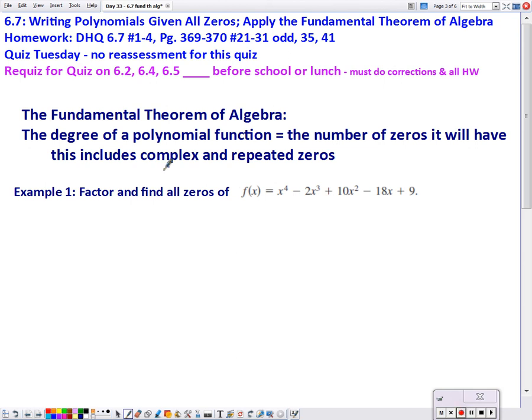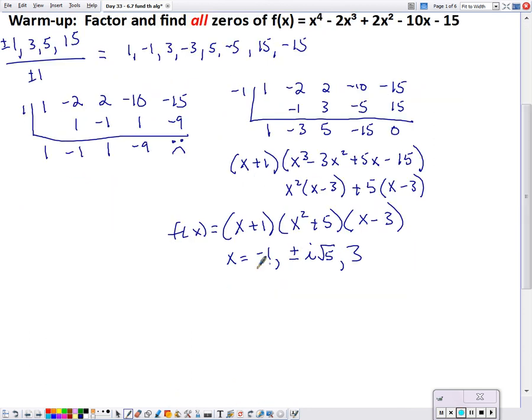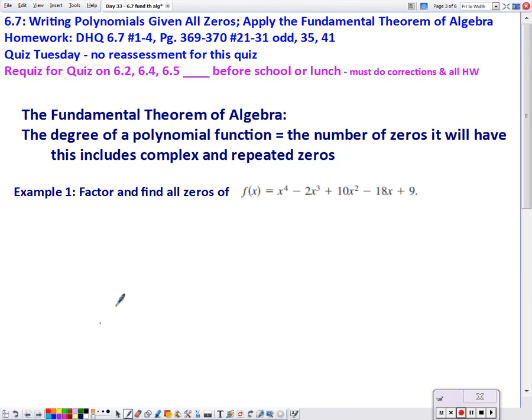Okay, so if you think about our warm-up problem, we had something that was 4th degree. The highest power was 4. And if we look at our zeros, we had 1, 2, 3, 4 zeros total. 2 of them were real. 2 of them were imaginary. Now we want to remember that our imaginary zeros will always come in pairs. Now a repeated zero would mean, let's say you had factors like x plus 1 times x plus 1, that would be a repeated zero because negative 1 appeared in 2 different factors.